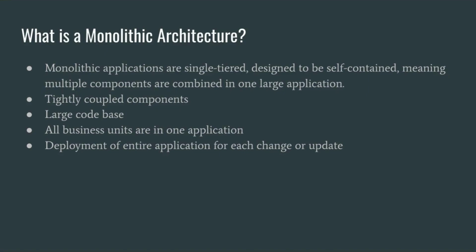So all the business units are in one application, and if one of the components fails, it can impact the entire application. And for any change or update that needs to be pushed, the entire application needs to be deployed for that change to take effect. This means that for any small change, the entire application will be down while deployment takes effect, and that impacts your service, and clients obviously would not be happy about that.